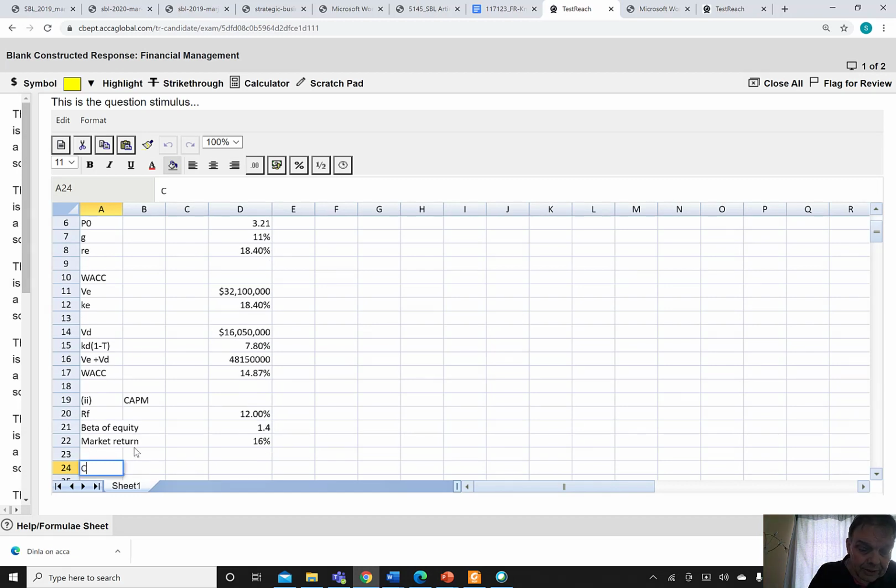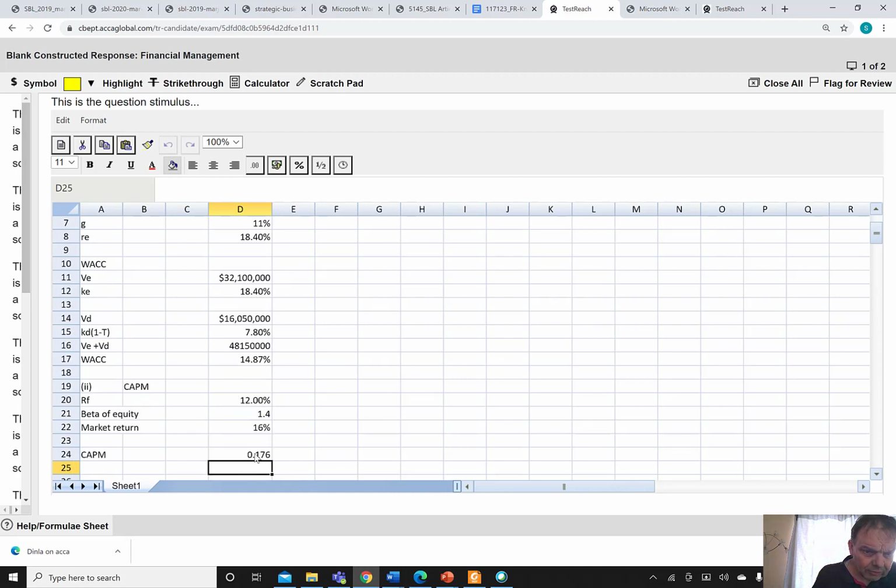So we've got a Kaplan here of risk-free rate plus beta times the difference between the 16% and the 12%. Give me a value of, let me put the percentage in. I'm happy with that now, that's okay. So we'll now go on and work out the weighted average cost of capital using that.